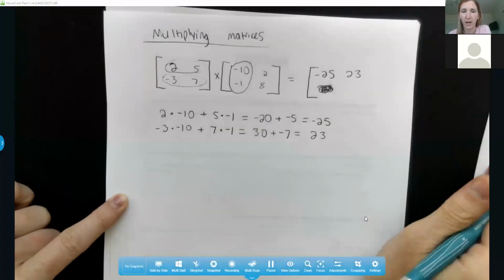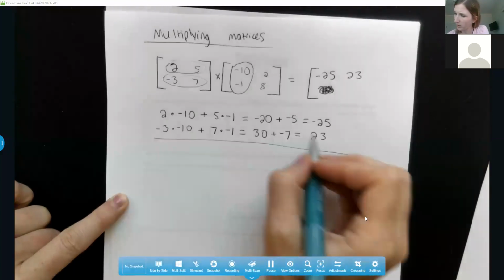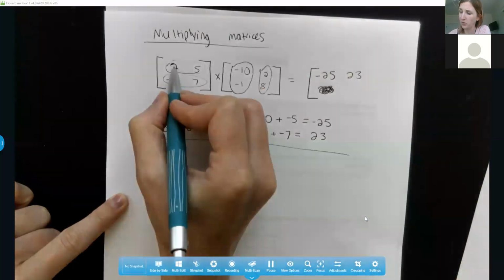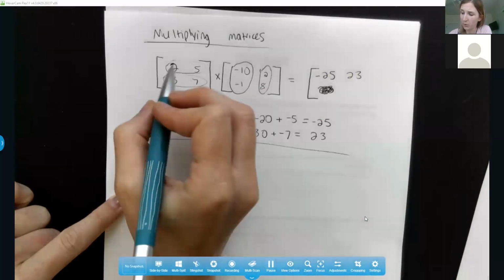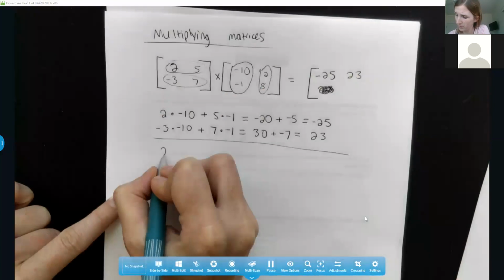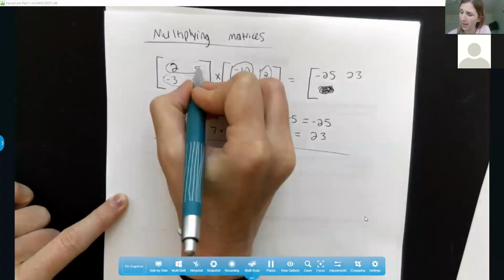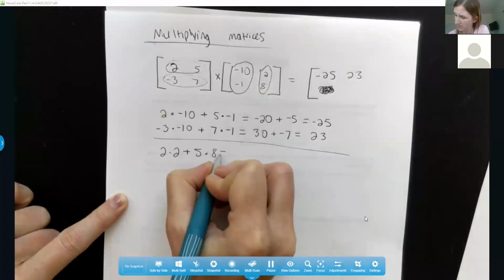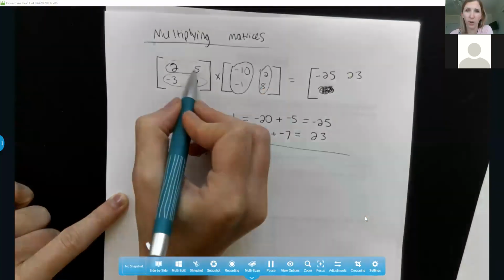Okay, cool. Now we only have one more column to do. This column, 2 and 8. So we'll do the same thing we did here. So 2 times 2 plus 5 times 8. So that's the first row.